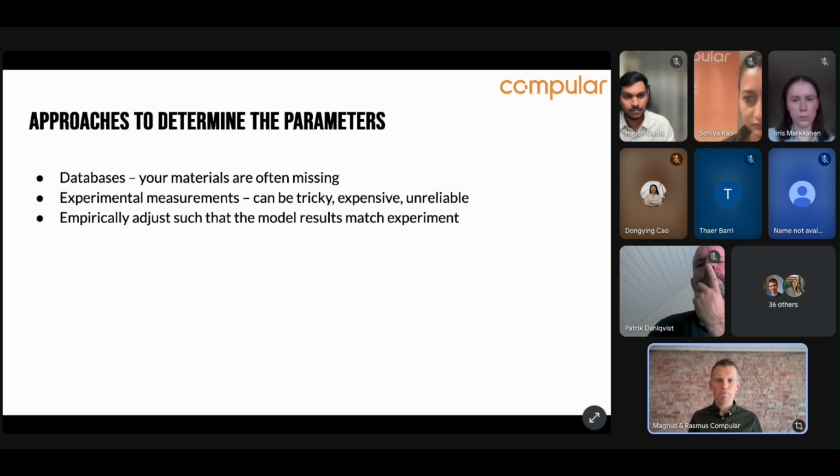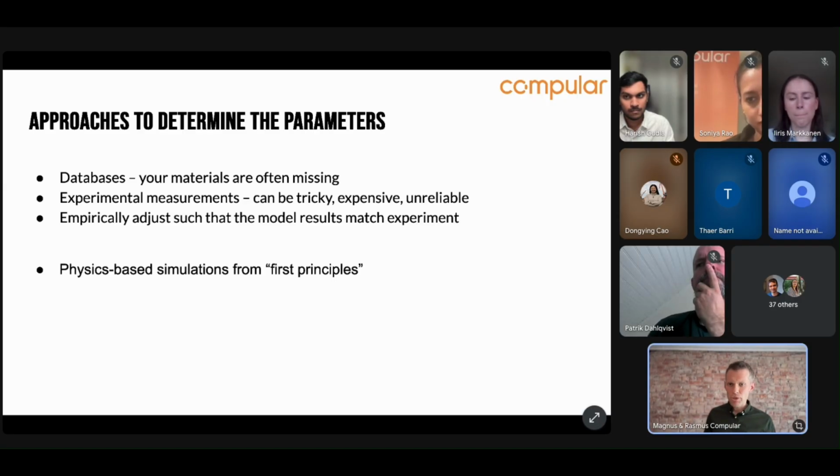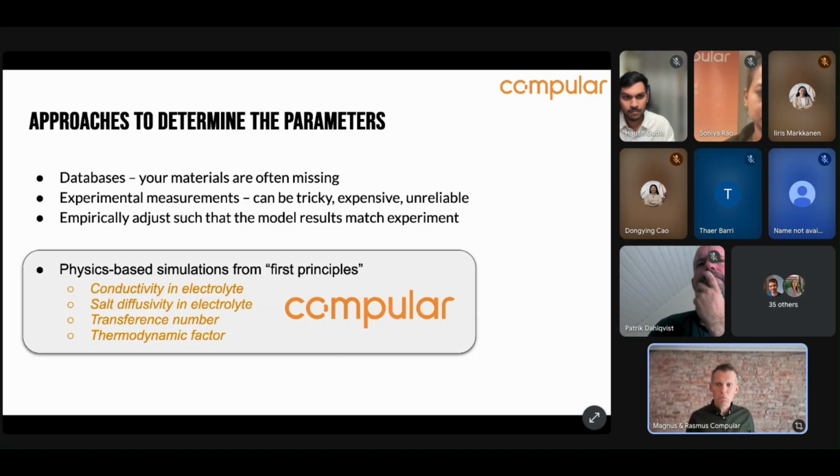that you don't describe the physics as it actually is. So what we're proposing, and what we will show some examples of today, is that you can also use a physics-based approach to this, that you can actually simulate the materials with other kinds of simulations that start rather more from first principles, so to say. So this is what we're doing a lot at Compular, and the properties that we will show you examples of today are these 4 properties written in orange here, which together make a full description of ion transport in the electrolyte.